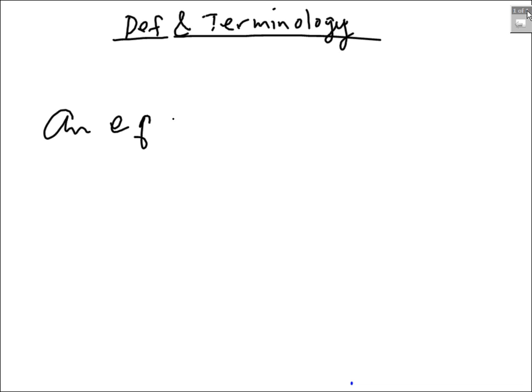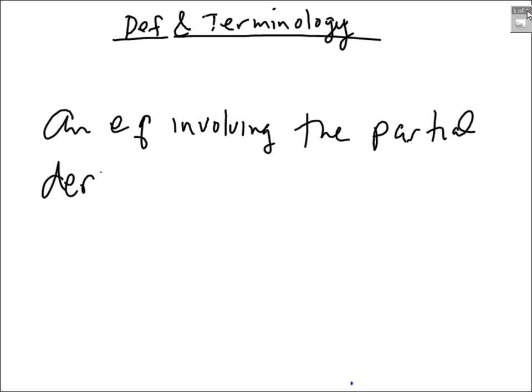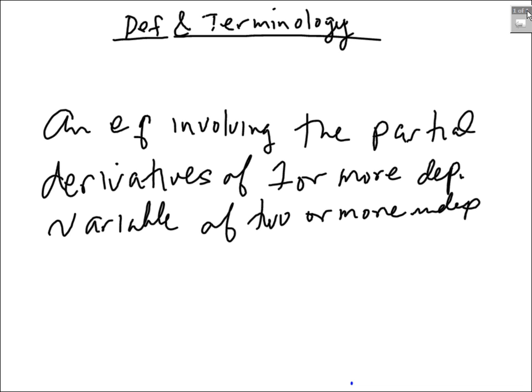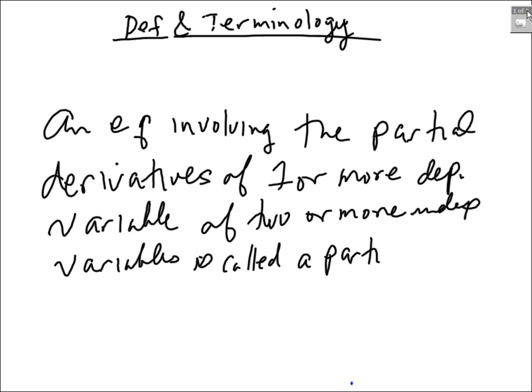An equation involving the partial derivatives of one or more dependent variables of two or more independent variables is called a partial differential equation, also called PDE.